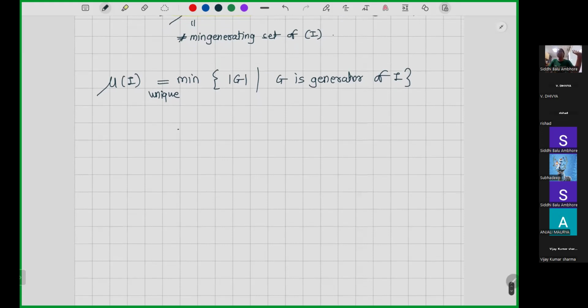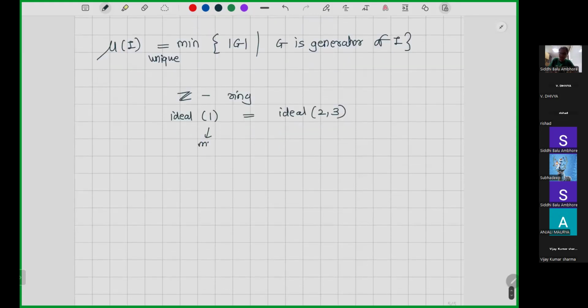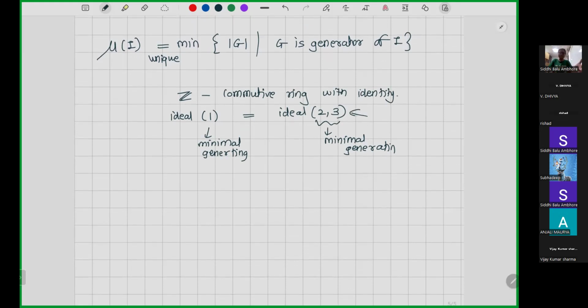For example, if you take Z as a ring and you take the ideal generated by 1, and also the ideal generated by 2 and 3, these two are the same ideal, but this is minimal generating, and this is also minimal generating, right? For us, this is commutative with identity. That's not a problem. So when you talk about a minimal generating set, it is different.